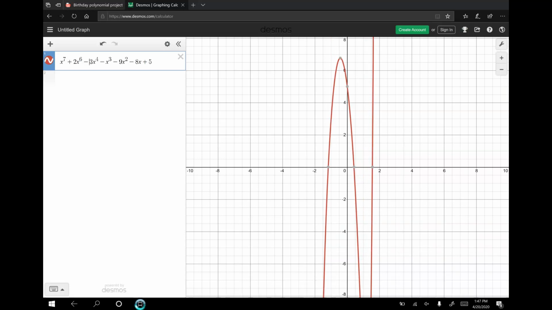Okay, so the first thing it wanted was the roots. So remember your gray dots, your roots are where it crosses the x-axis, the x-intercepts. Now these are going to be nasty roots. They're not going to be your pretty factored roots, which is completely okay. Alright, so I'm going to get my roots.